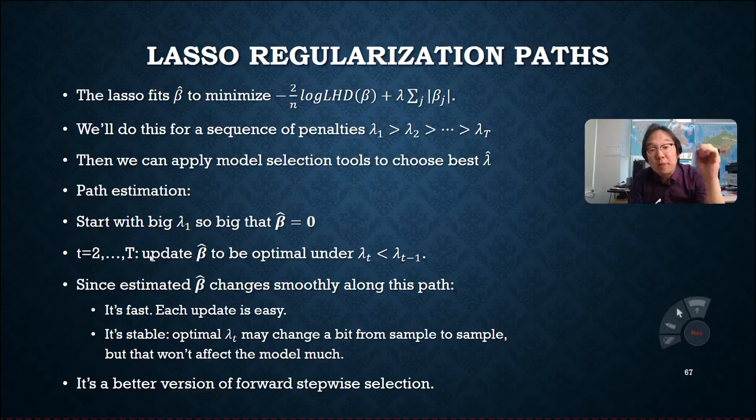Path estimation: start with a big lambda hat 1, so big that beta hat will be 0. Then for T equals 2 to big T, update beta hat to be optimal under lambda T, which should be smaller than lambda T minus 1. So you start from the right-hand side of your horizontal axis of lambda and move to the left-hand side. Since the estimated beta hat changes smoothly along this path, it's fast and each update is easy. It's also stable: the optimal lambda T may change a bit from sample to sample, but that won't affect the model much. It's a better version of forward stepwise selection.